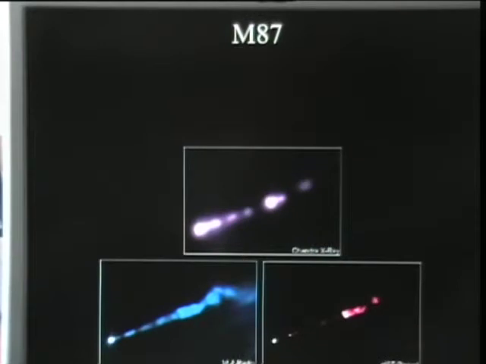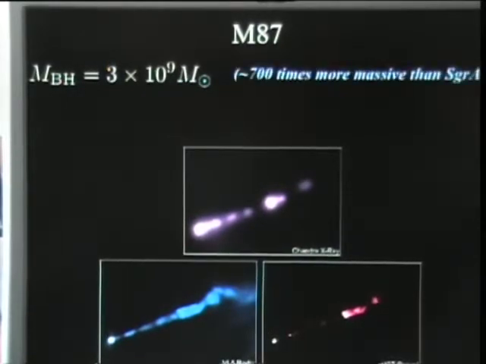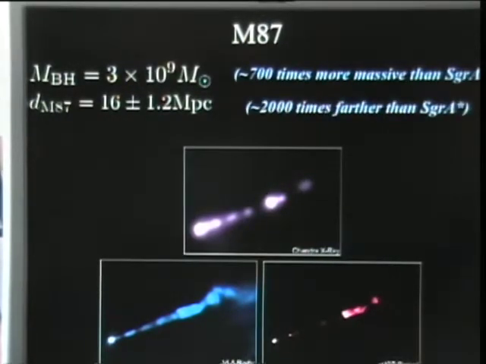M87 is an elliptical galaxy, a giant elliptical galaxy that has a much bigger black hole at its center. So even though it's very far away, the apparent size of the black hole is not much smaller than Sagittarius A*. The traditional value for the black hole mass is 3 billion solar masses, which is 700 times the mass of Sagittarius A*. The distance of M87 is 16 megaparsecs, which is 2,000 times farther than Sag A*. So naively, one would say the image should be roughly half the angular size of Sagittarius A*.